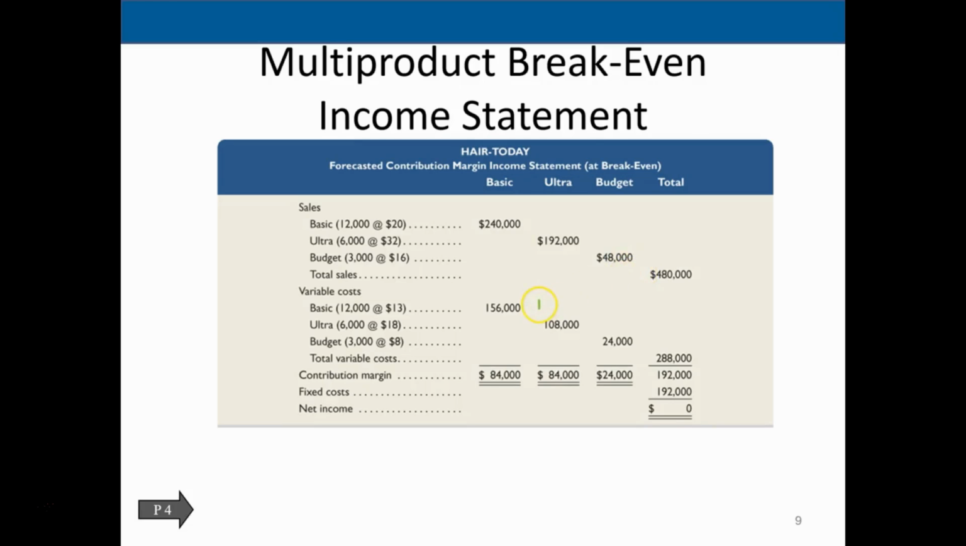The variable cost, we have the 12,000 times 13, or the 156,000. The 6,000 times the 18, or the 108,000. And the budget is 3,000 times the 8, gives us the variable cost in this ratio. These three add up to a total of 288,000. And then if we subtract these out, this column 240 minus the 156 is the 84, and so on. And this column adds up here, and you can see that that equals our fixed cost.